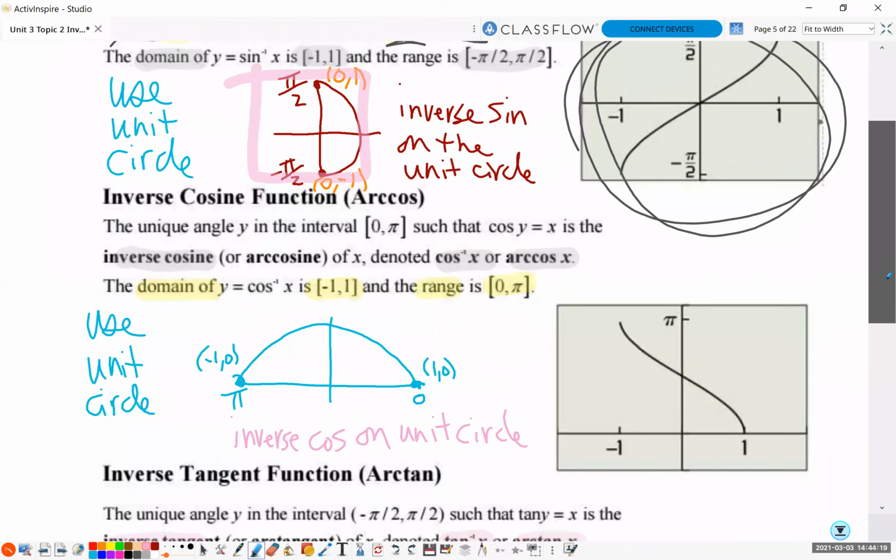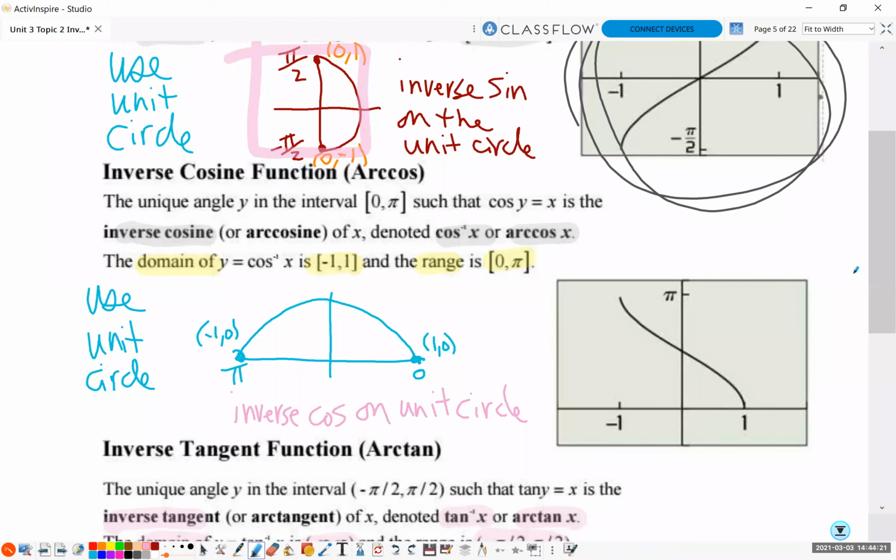Same thing for cosine, but remember, cosine is allowed in quadrant 1 and quadrant 2. That's from 0 to pi. So anytime I'm asking you about inverse cosine, arc cosine, you are thinking of the top half of your unit circle, where the values go between 0 and pi.